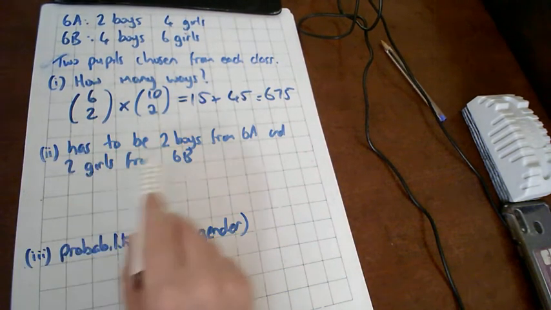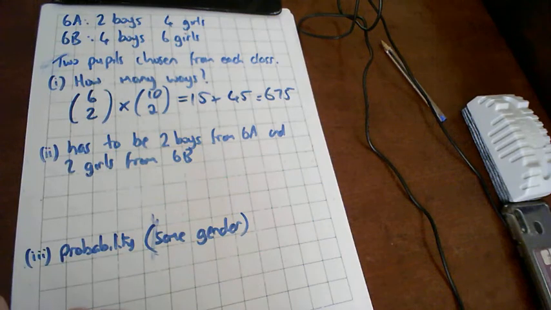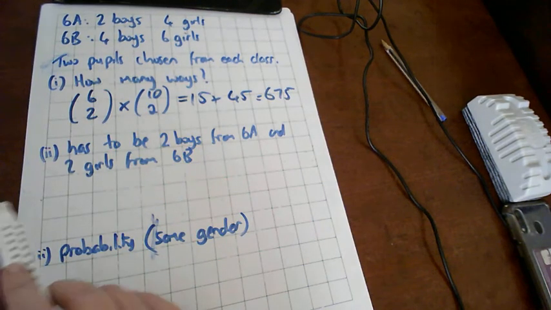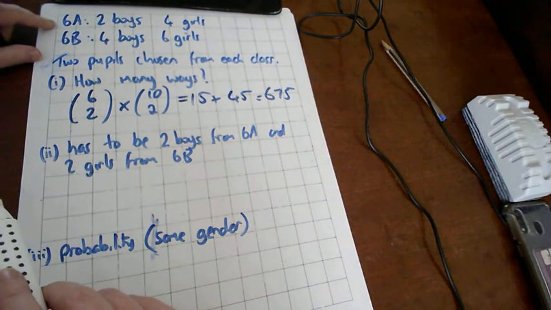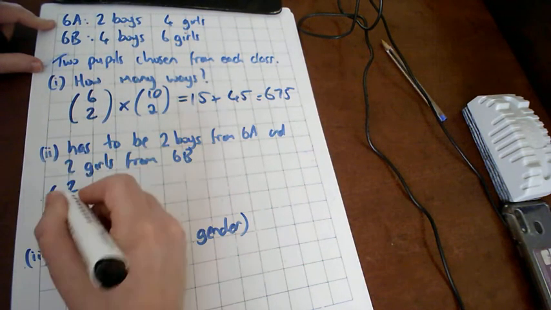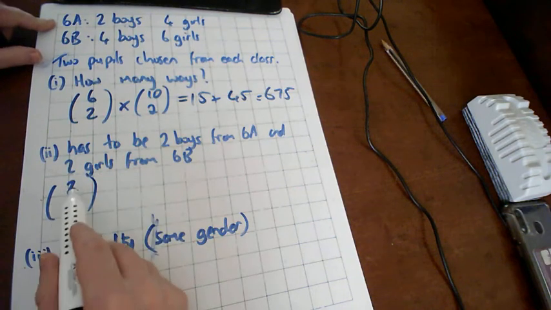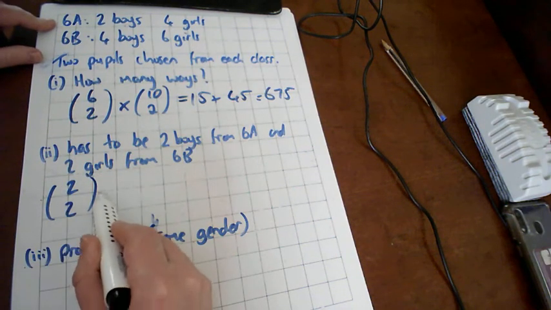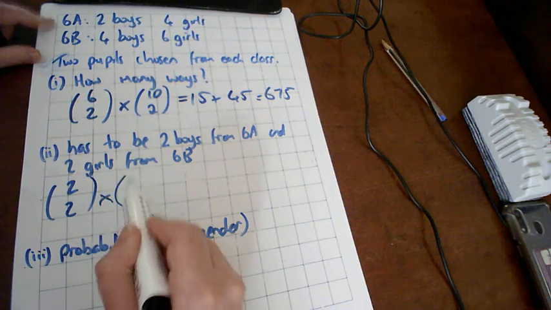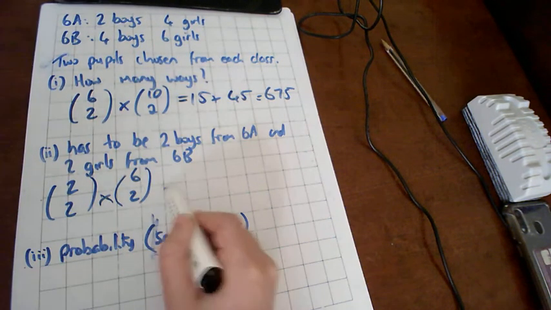Okay, now it has to be 2 boys from 6A and 2 girls from 6B. So in 6A, we're choosing the 2 boys. There's only 2 boys and we're taking both of them. So you'll see there's only one way of taking that, and 2C2 is 1. I'll show you on the calculator in a second. And in the second class, we have 6 girls and we want to choose 2 of them, so it's 6C2.